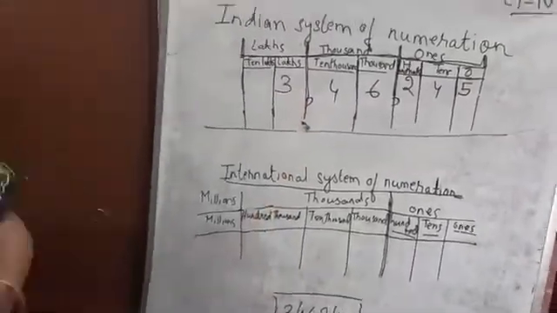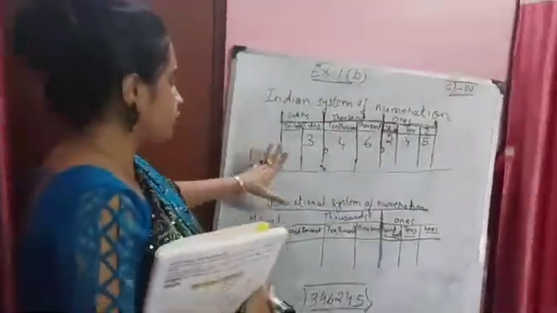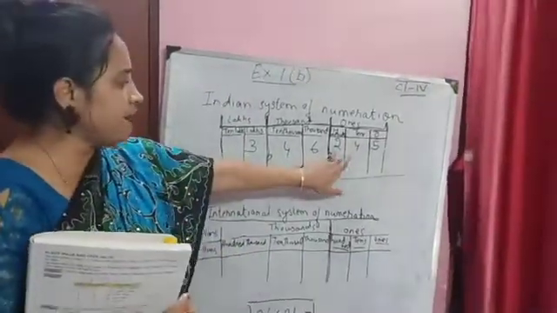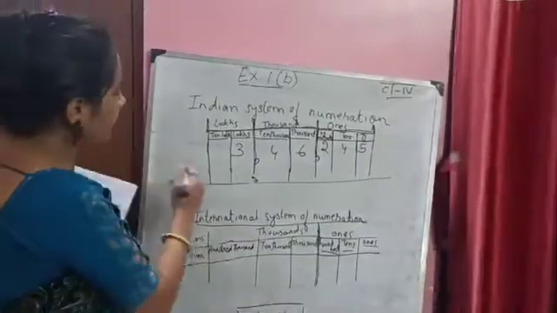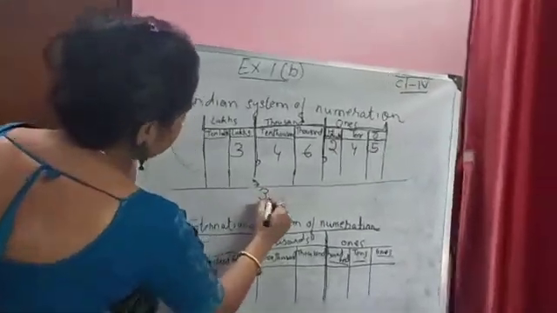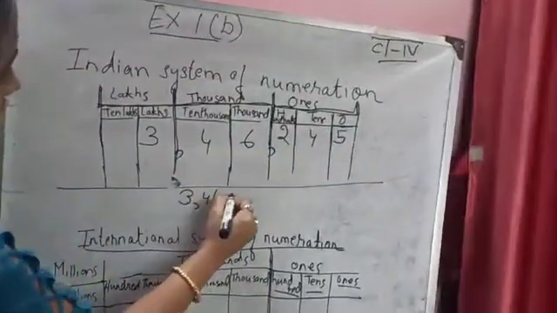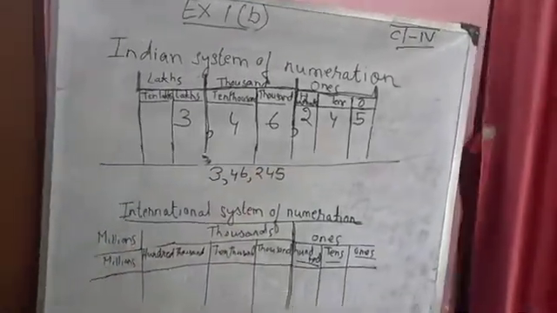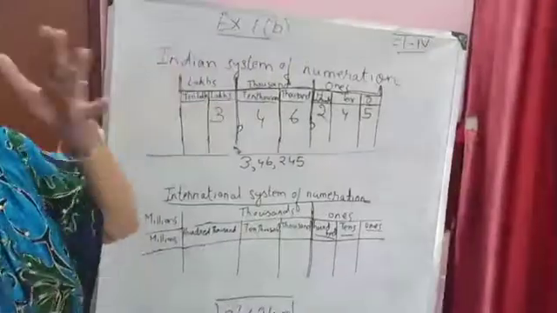So when you write the Indian system of numeration, what you will do? You will see that it's 3,46,245. So how you will put the comma? You will put the comma like this: 3, 46, 245. So this is the way how you will put the comma in the Indian system of numeration.